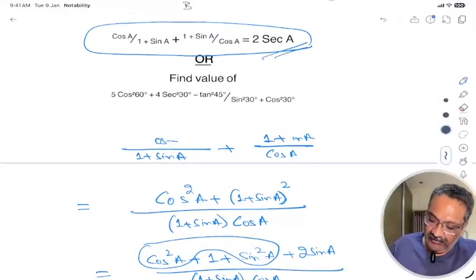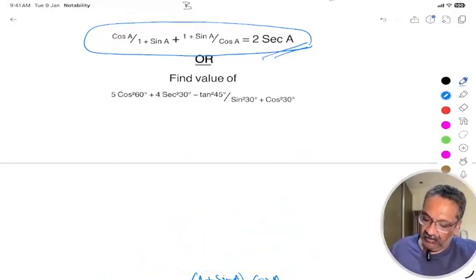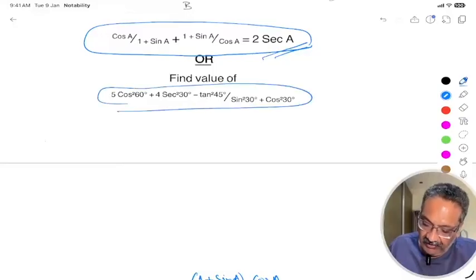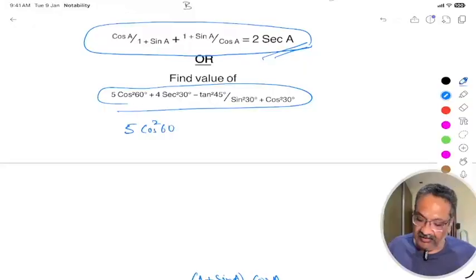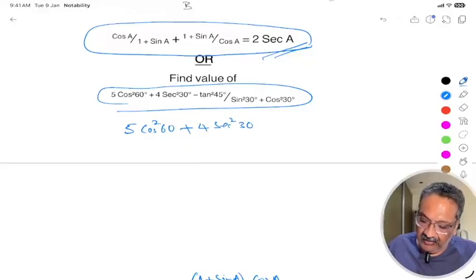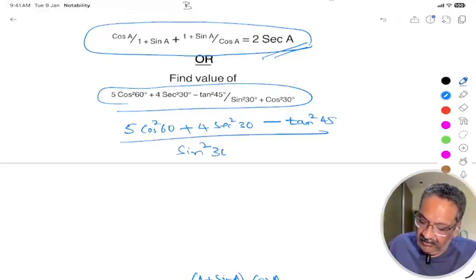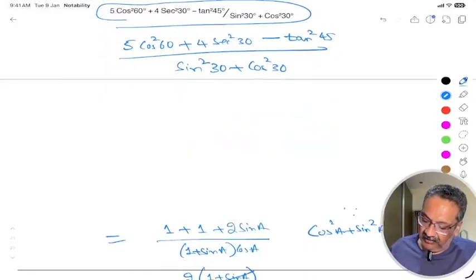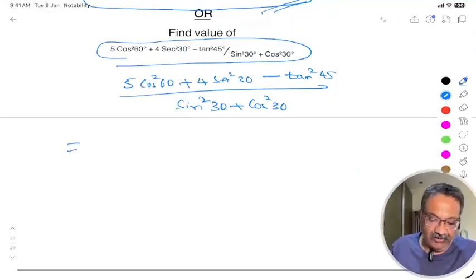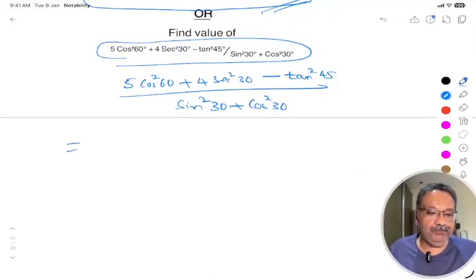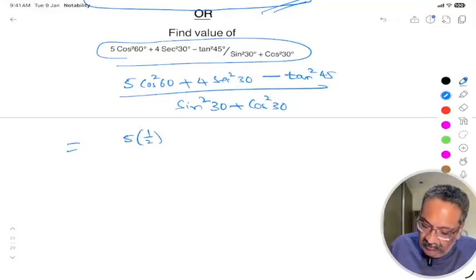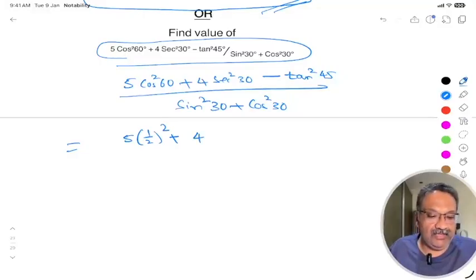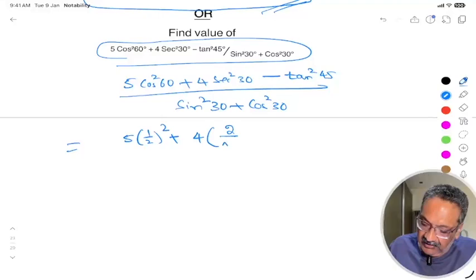Alright. Now we will do the OR portion also. We have to evaluate, find the value of this: 5 cos square 60 plus 4 secant square 30 minus tan square 45, divided by sin square 30 plus cos square 30. We know cos 60 is 1 by 2. So we have 5 into 1 by 2 whole square plus 4 into, what is the value of secant 30? Secant 30 is 2 by root 3, sorry, whole square, minus tan 45 is 1 square.